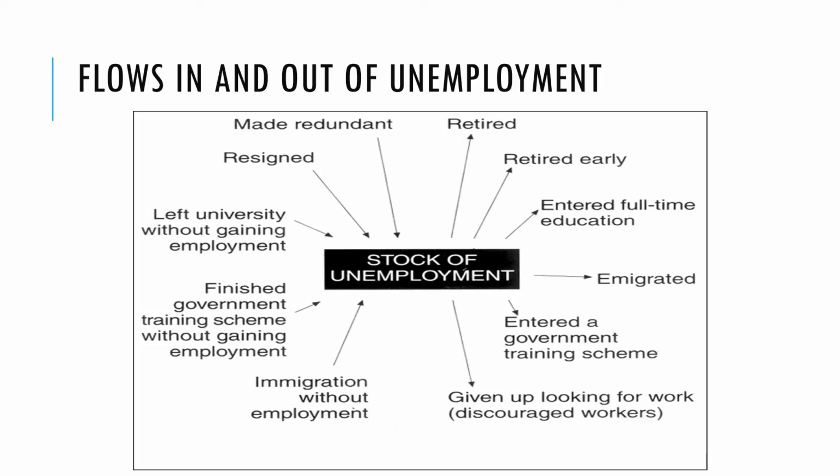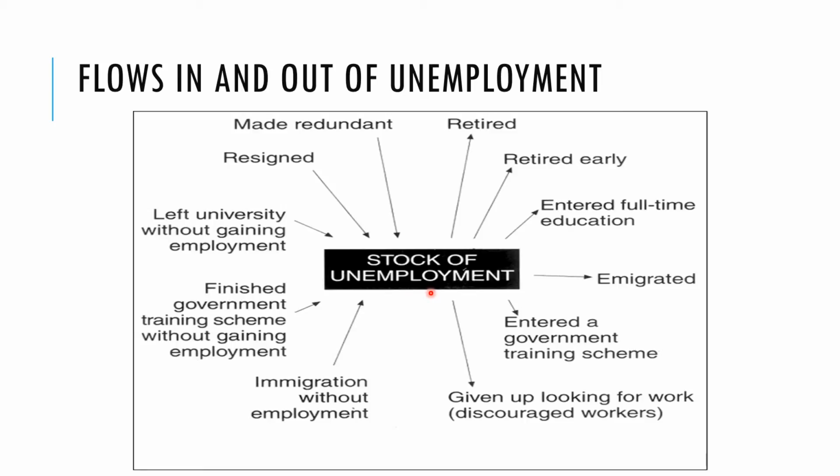So there's a number of reasons why people might flow in and out of unemployment. Perhaps they've been made redundant from a previous job, or they've resigned. Maybe they've left university and haven't yet started employment. Maybe they've finished a government training scheme and haven't gained employment. Maybe they've immigrated into the country and they haven't got a job lined up. These would all add to the stock of unemployed in the UK.